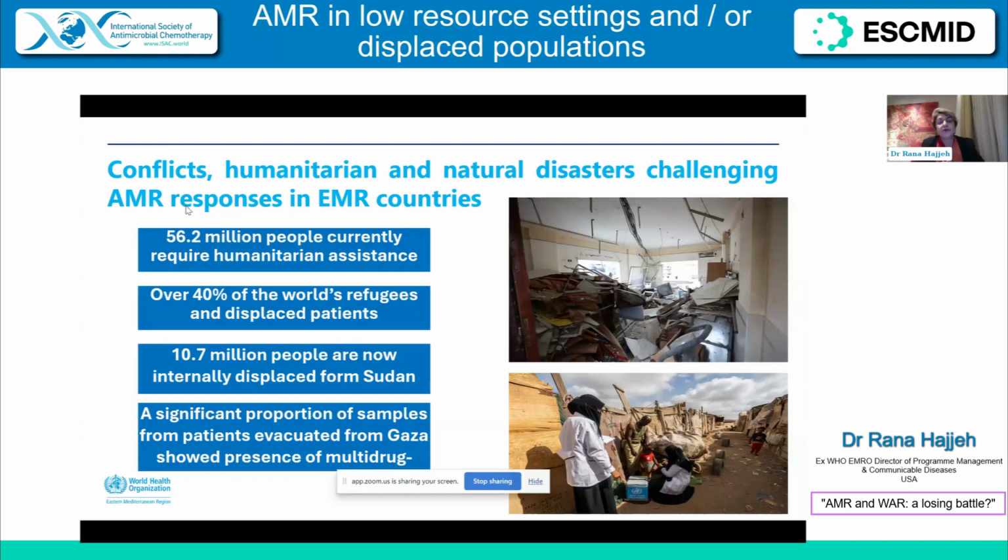Sudan by itself right now has 10.7 million people internally displaced. So this is the largest number of internally displaced people anywhere in the world. And of course, a very large proportion of all the patients. I will talk about the data coming out of Gaza among patients who were evacuated, showing evidence of multi-drug resistance.